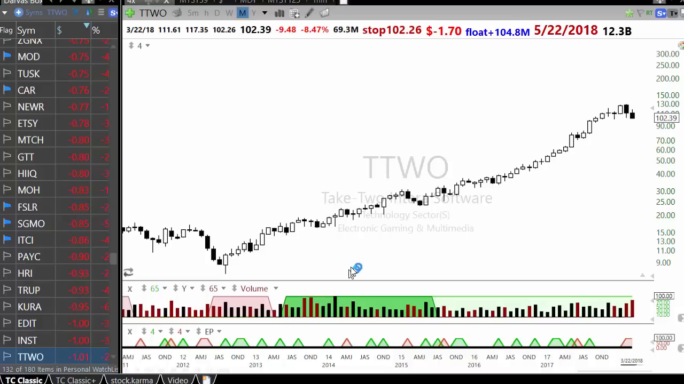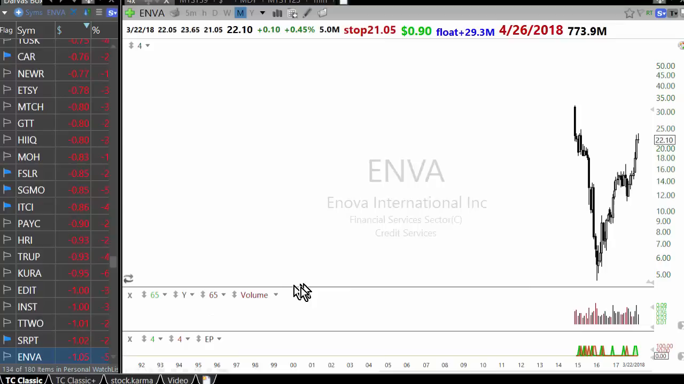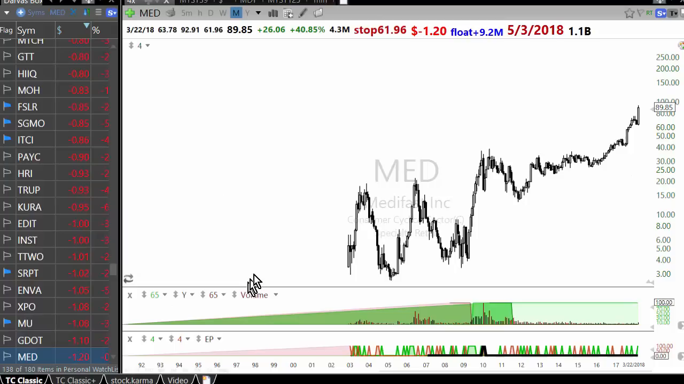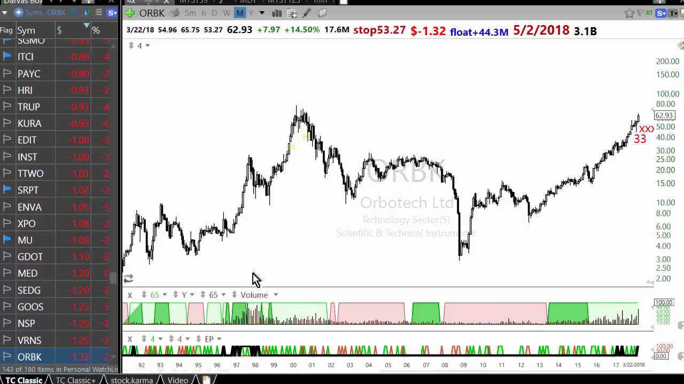SRPT is not at all-time high. ENVA, it's almost there, so we'll keep that. Expo Logistics is at move. It's approaching, not at all-time high. It's below all-time high, so it will go. Green Dot is at all-time high. Medifast, Sage, then Goosehead, then this is at all-time high. This is at all-time high. This is, I think, at all-time high, but it's a buyout, so take it out. This will remain. This will remain.